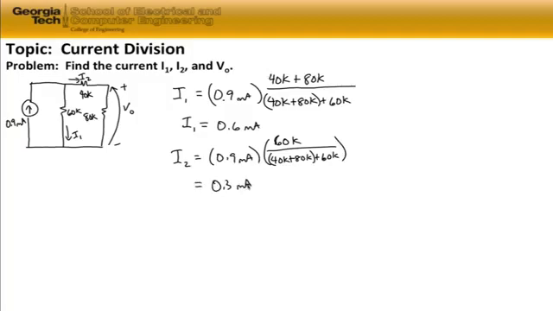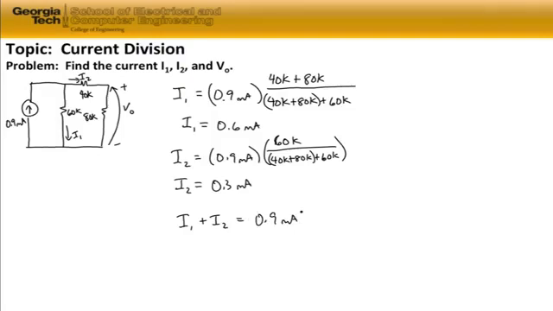So we see that, first of all, the largest amount of the current flows through the path of least resistance, which is the 60 kilo ohm resistor. And the least amount of current flows through the other path, which is the 120 kilo ohm resistor. In addition to that, we can also see that the sum of I1 plus I2, as a check, is equal to the current source, 0.9 milliamps. So we indeed did the problem correctly.